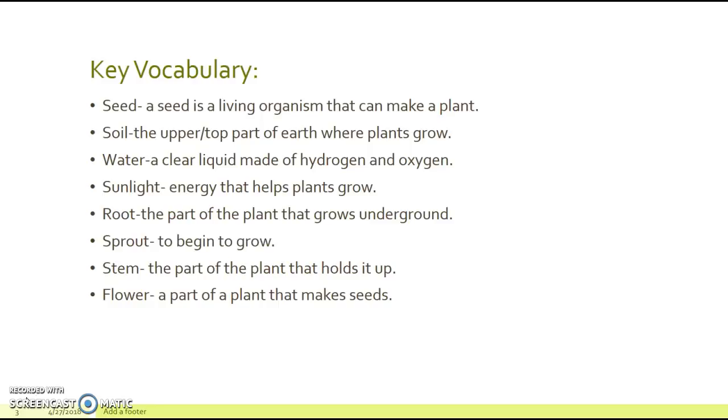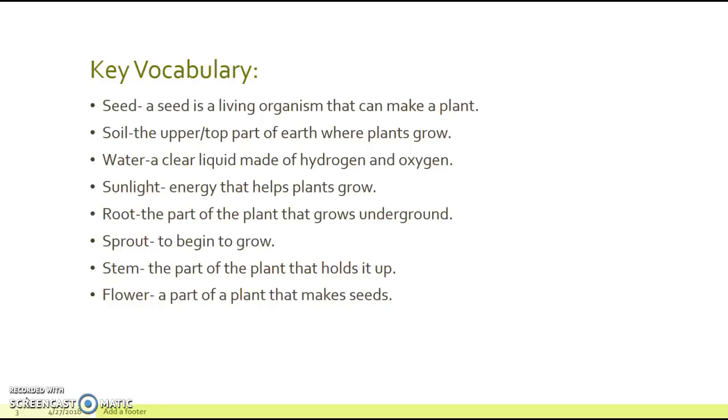First one is seed. A seed is a living organism or thing that can make a plant. Soil. It's the upper top part of earth where plants grow. Water. Now we all drink water and we bathe in water, but water is a clear liquid made of hydrogen and oxygen. Sunlight. Sunlight gives energy that helps plants grow.